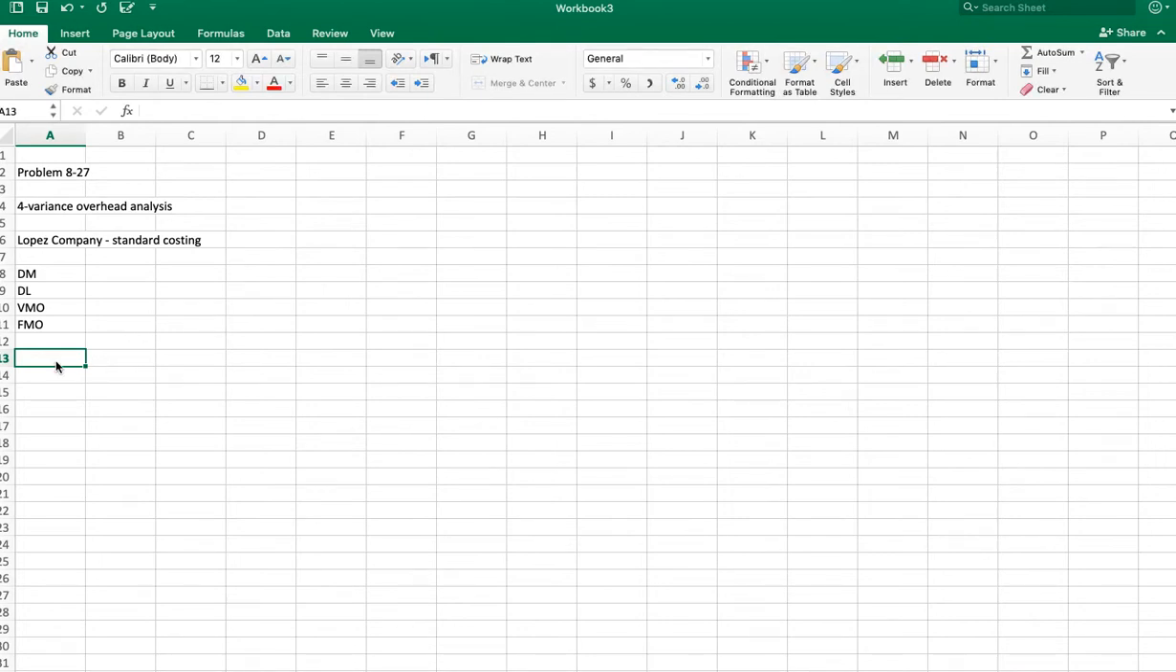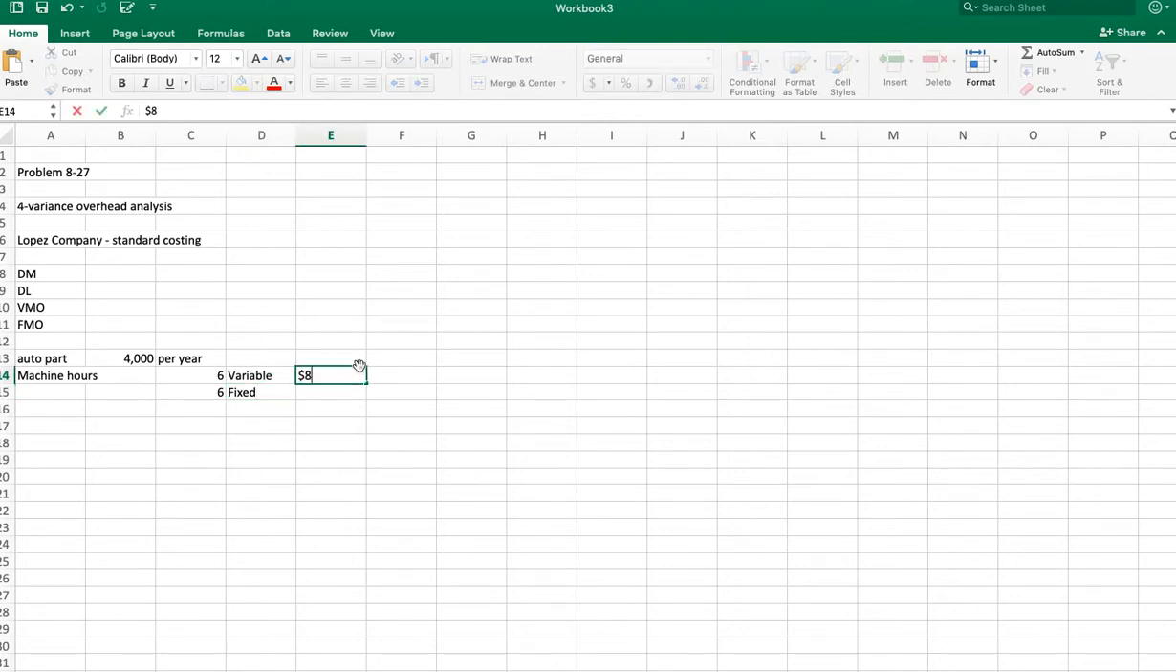So they give us information in this, and they tell us that a standard cost of a particular auto part is based on a denominator level of 4,000 outputs per year. So we're making an auto part, 4,000 per year. It includes 6 machine hours for variable manufacturing overhead. So the driver, what's driving it up, is machine hours, and there's 6 for variable. And then they tell us that there are 6 for fixed, and they give us a rate for variable of $8 per hour, and for fixed it's $15 per hour.